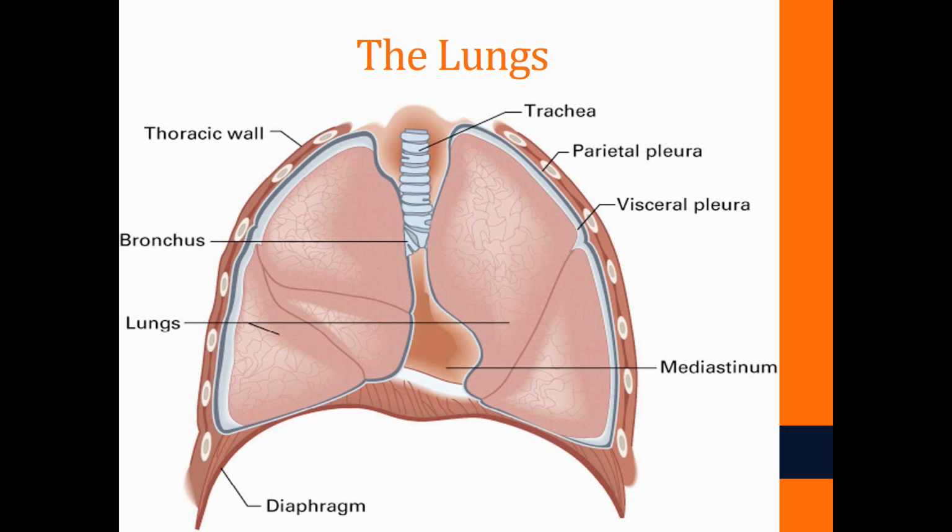Those two things have a potential space between them. They're really close together, but they don't actually touch. Until we have some issues going on and things get into that potential space, and then they start to rub. That pleural rub, that grating sound we heard when we listened to lung sounds the other day, is what we're hearing: those two pleural linings sort of dragging across one another.